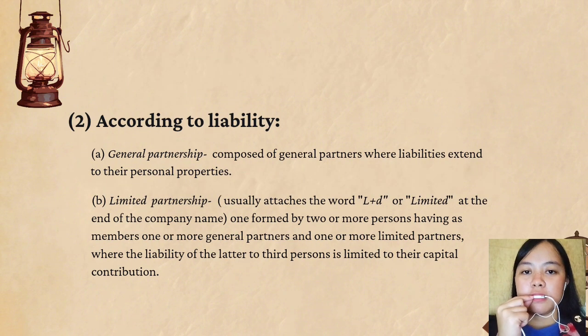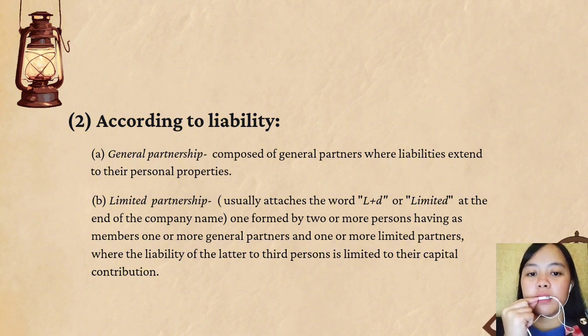The second classification of partnership is according to liability. There are two: a general partnership and a limited partnership. A general partnership is composed of general partners whose liabilities extend to their personal properties. Second is the limited partnership.